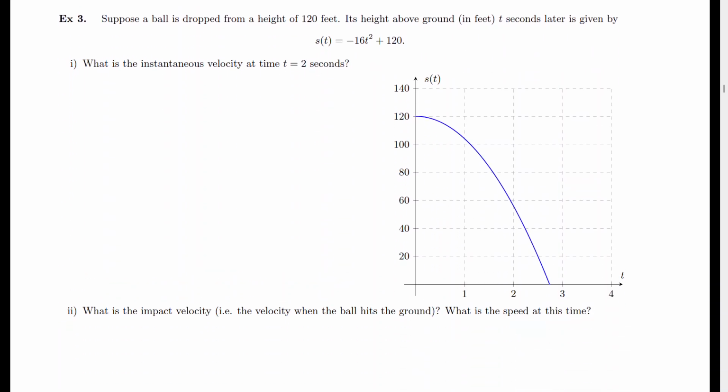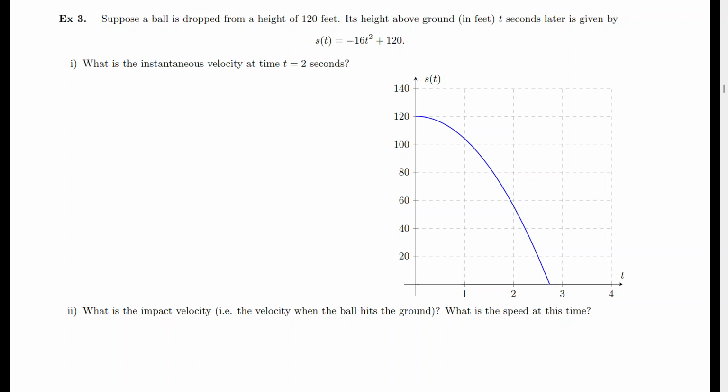So let's continue with example 3 that says, suppose that a ball is dropped from a height of 120 feet and its height above the ground in feet t seconds later is given by the equation s of t equal to negative 16t squared plus 120. So this is now the position function that tells me where the ball is after it's been dropped from 120 feet above ground. So t is in seconds, and the unit for distance is feet in this particular problem.